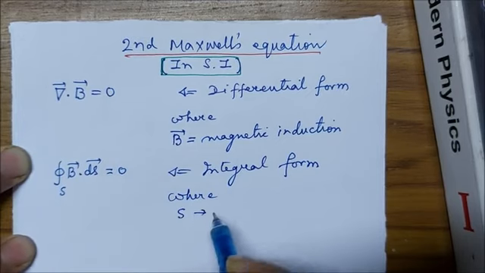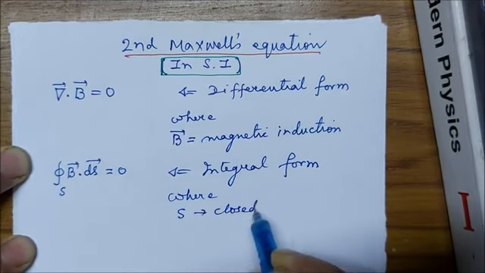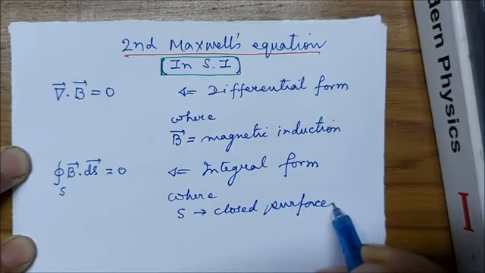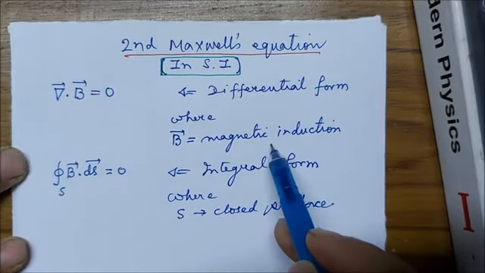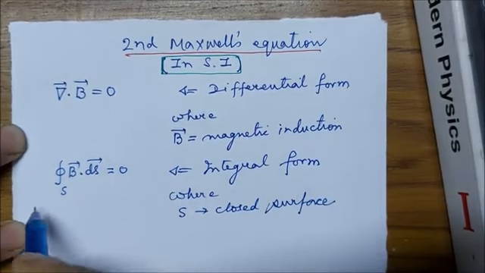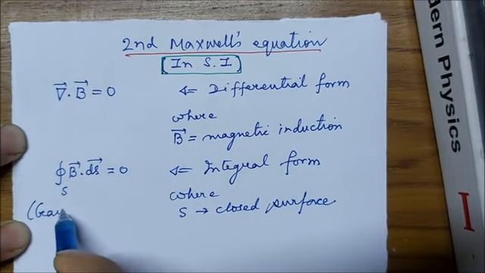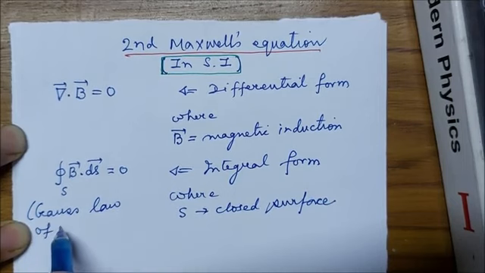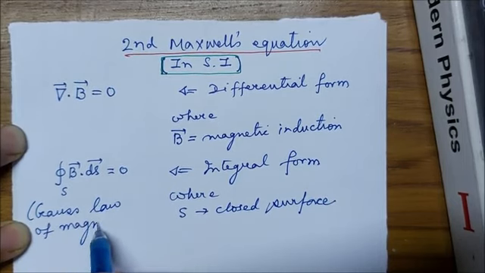Here S represents a closed surface in the B field, and this is referred to as Gauss law of magnetostatics.